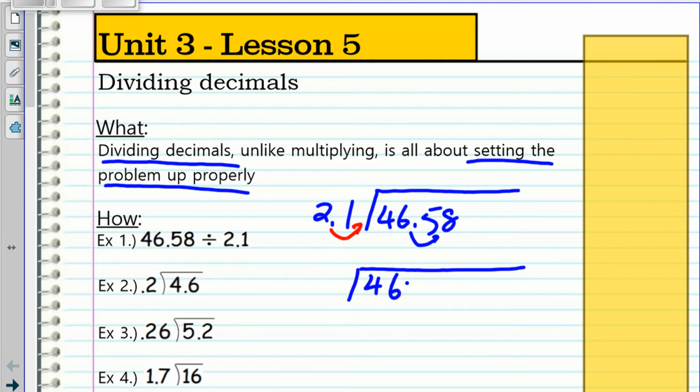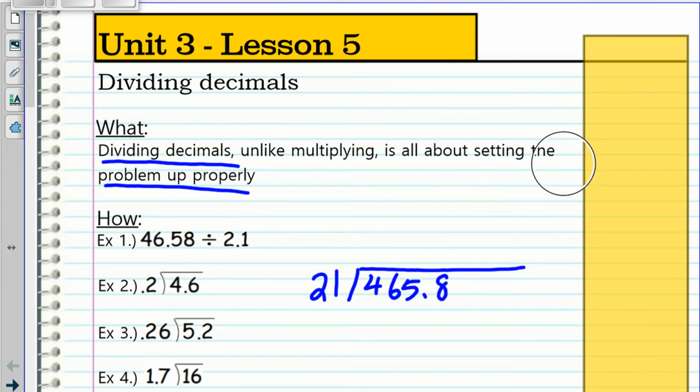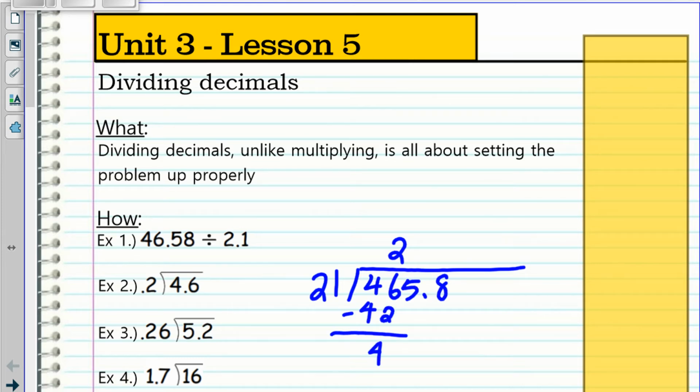It's 465.8 divided by 21, which is something that you should be fairly familiar with. So let's divide. 21 doesn't go into 4, but 21 can go into 46 how many times? That's right, twice. 2 times 21 is 42. Here we subtract, that's 4. Bring down the 5. 21 goes into 45 twice, 42 again. That's 3. Now here we got a decimal, we'll bring that up. We'll bring the 8 down.